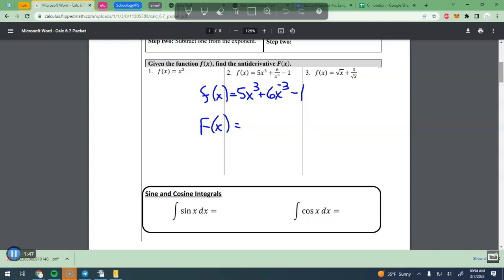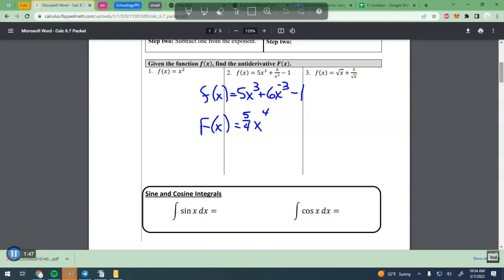So follow your rule. Add 1 to the power. So the new power is 4. And then you multiply by the reciprocal of the new power. So you're going to multiply by 1/4. Well, there's already a 5 there. So what's 5 times 1/4? Usually 5/4. Does that part make sense? So check it if you want. Take the derivative. What's 4 times 5/4? Will give you the 5. Then reduce the power by 1.